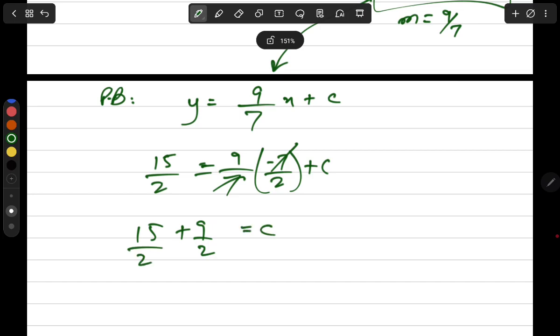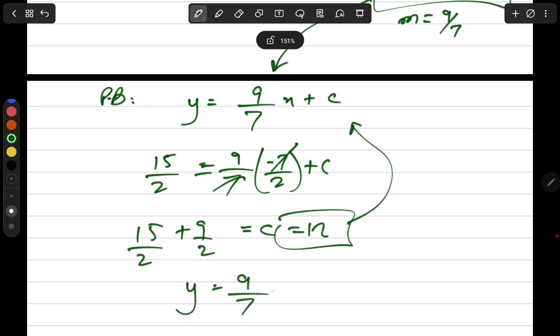And this is the value of c. So c is nothing but 12. So we are going to plug this in here. So y equals 9 upon 7x plus 12. So this is going to be the equation of our perpendicular bisector, and that's it. Now, so this is what we had to do.